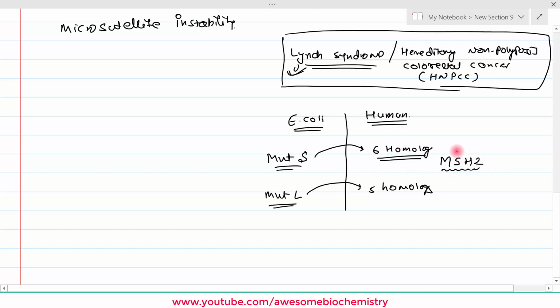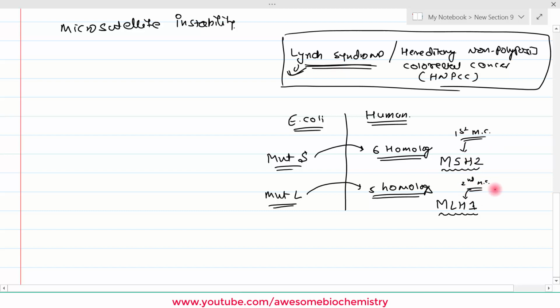It is one of the 6 homologue proteins which is important for Lynch syndrome, that's why I am writing only this one protein. Out of the 5 homologues of MUT-L, one protein is important, and its name is MLH1, that means MUT-L homologue 1. These 2 proteins are found mostly defective in Lynch syndrome. MSH2 is the most common protein found defective, and MLH1 is the second most common.